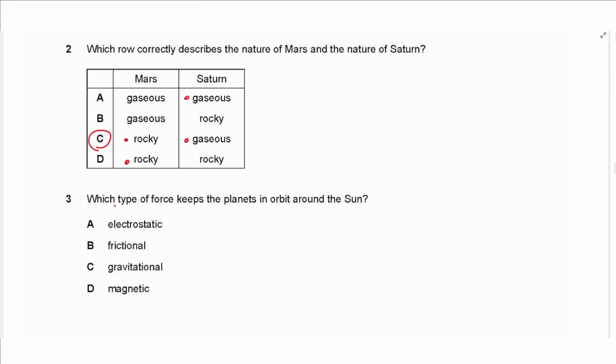The next question says, which type of force keeps the planets in orbit around the sun? It's not electrical, it's not friction, it is the gravitational force, it's not magnetic, so the answer is C.